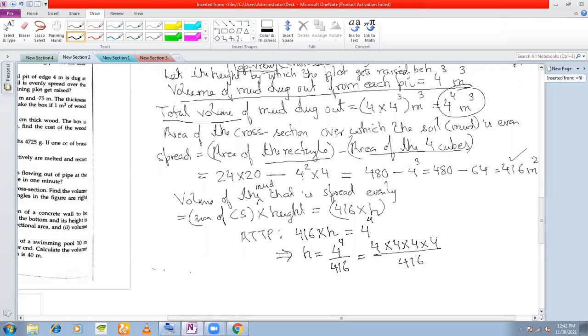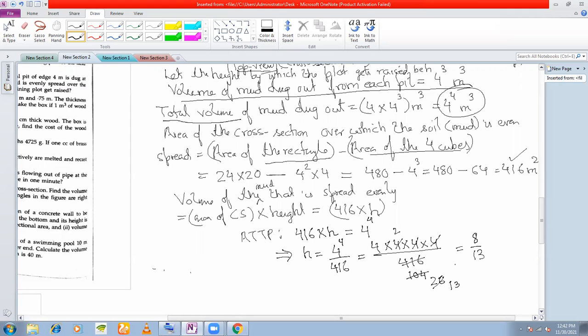Now this will cancel 104 times. I think this will also cancel 26 times. This will cancel twice, 13 times. So you are getting 8 by 13.